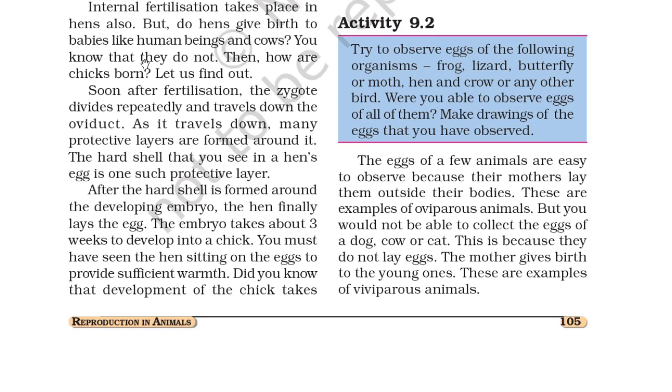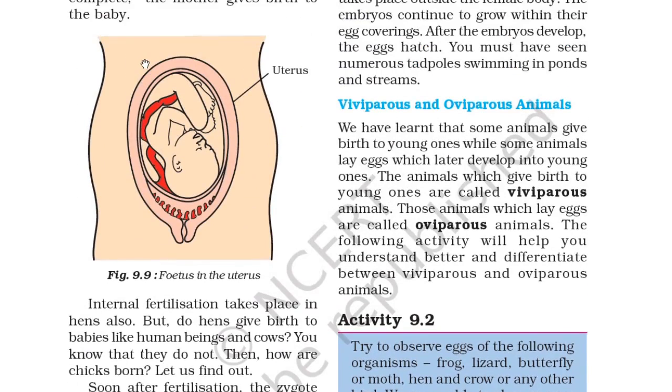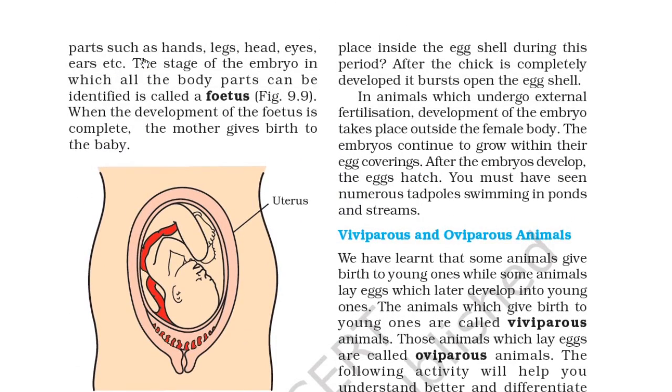After the hard shell is formed around the developing embryo, the hen finally lays the egg. The embryo takes about 3 weeks to develop into a chick. You must have seen the hen sitting on the eggs to provide sufficient warmth. Do you know that the development of the chicks takes place inside the eggshell during this period? After the chick is completely developed, it bursts open the eggshell.